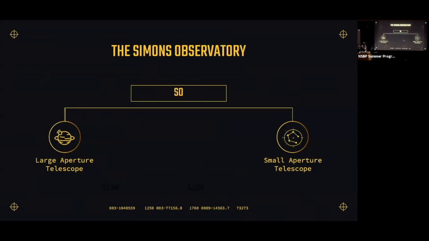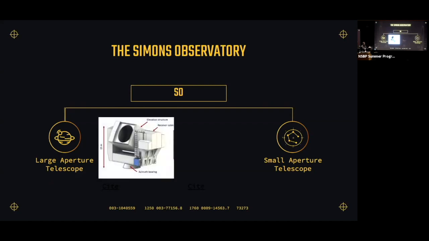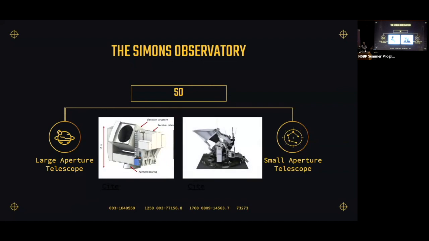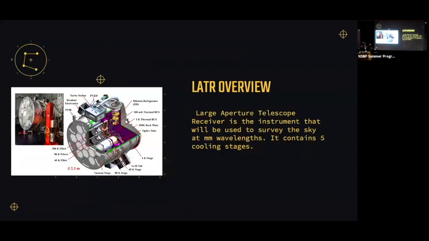Speaking of other telescopes to use, the second half of my presentation was with the Simons Observatory and the LATR. The Simons Observatory has 2 main projects, which are the Large Aperture Telescope, as well as 3 small aperture telescopes, which Tana had just explained. Working on the Large Aperture Telescope receiver at the University of Penn, I have been really digging in deep, learning how it works, learning the mechanics behind it, and trying to get a great understanding of the CMB. The LATR, as I'm going to refer to it, is the instrument that will actually be doing the surveying of the sky within the telescope.